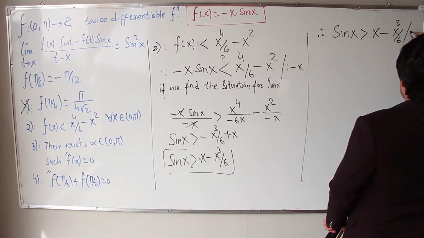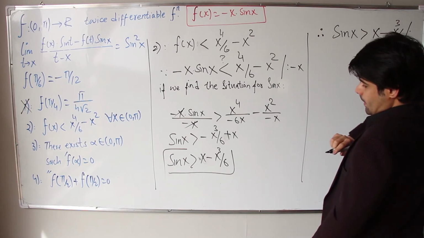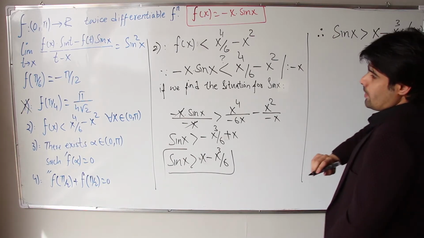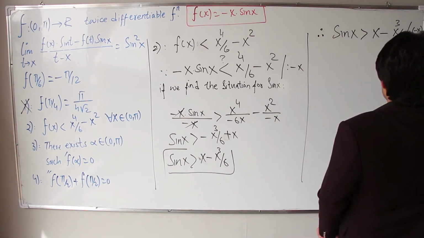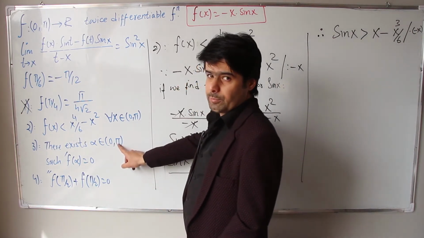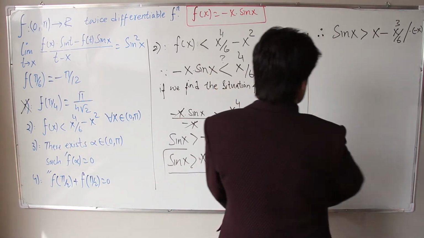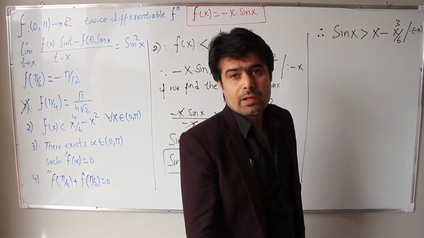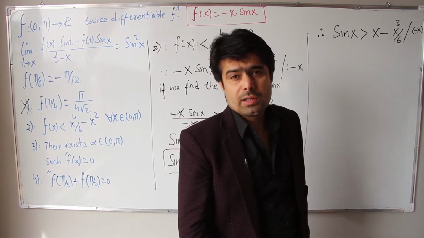Now I will multiply by minus x on both sides, and you know that minus x is a negative number. Why? Because from 0 to pi we have positive numbers, but this minus with the positive number becomes a negative number. I mean, x itself is not negative.